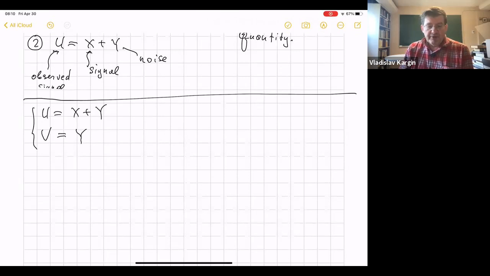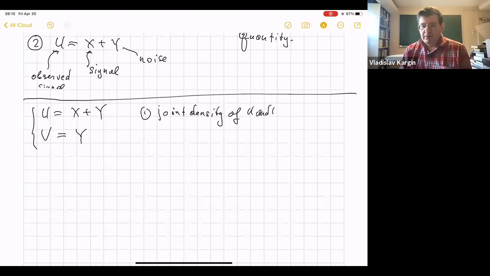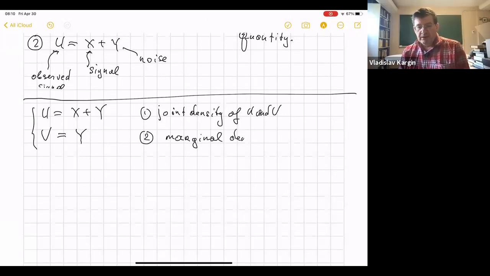So the plan is, first, we calculate the joint density of u and v. And second, after we calculate this joint density, we will be able to calculate the marginal density.